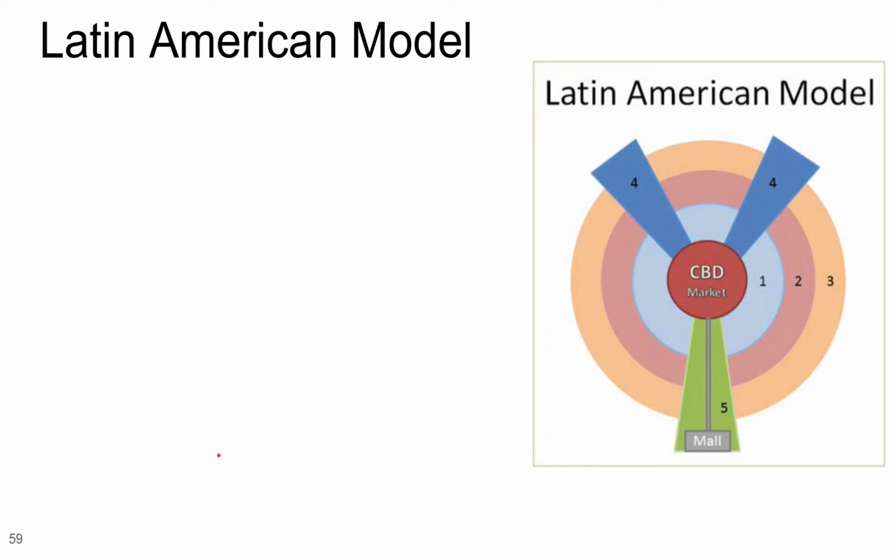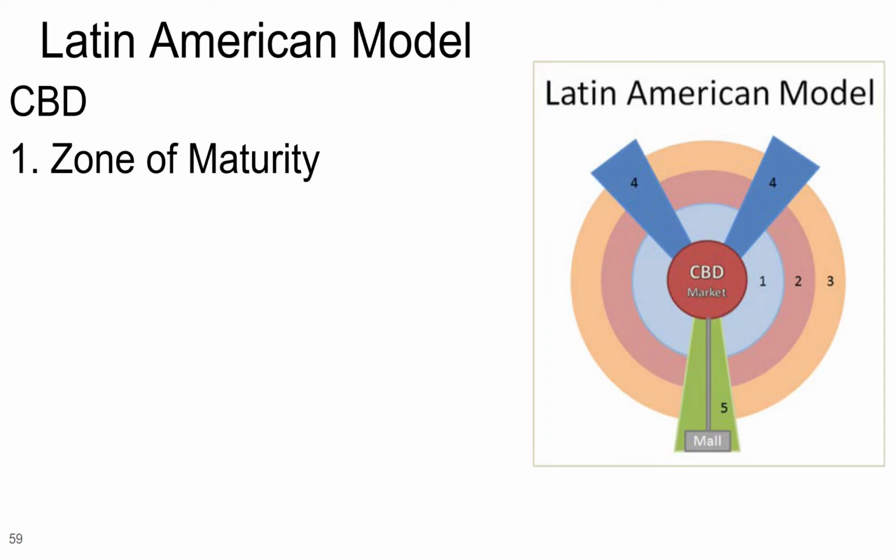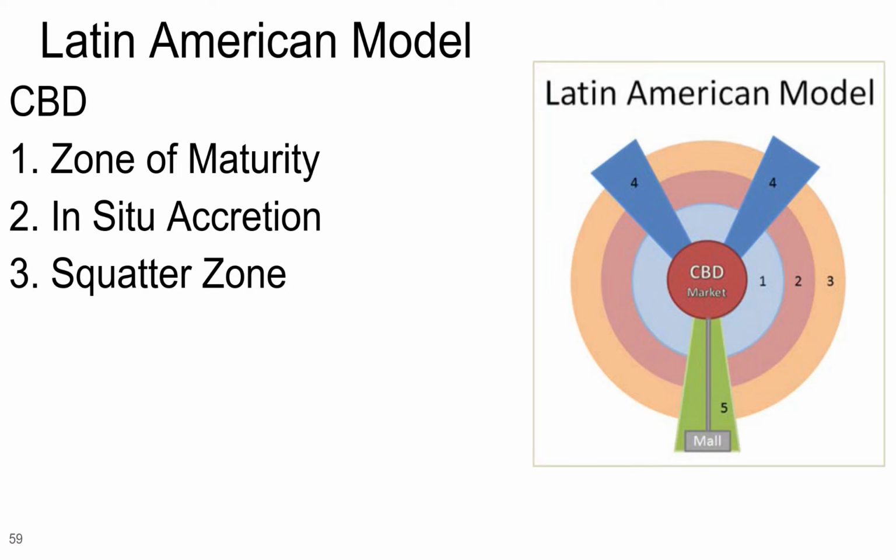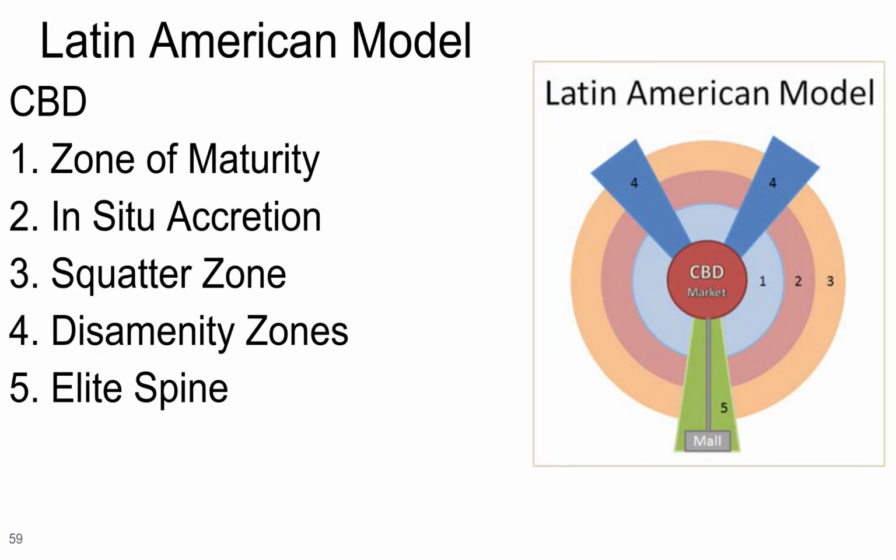The Latin American model is a really interesting one. We've got a central business district, an older neighborhood. In situ accretion means things over time are appearing and growing and then growing onto each other. The squatter zone where the poor people live. So in this case, the wealthier are living closer to the central business district. Disamenity means it's bad, and the elite spine is where the rich people live.